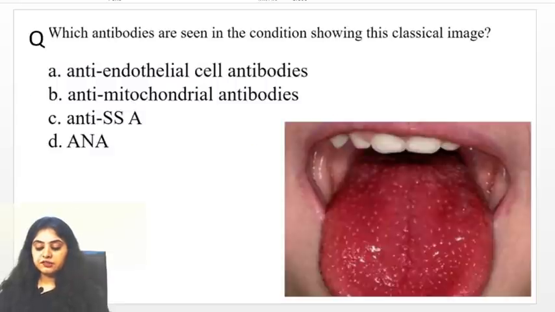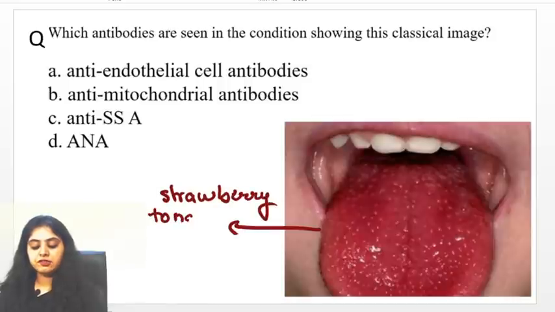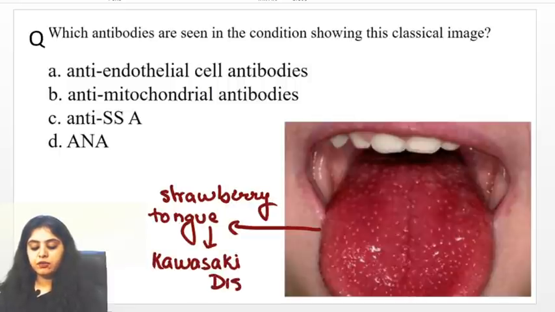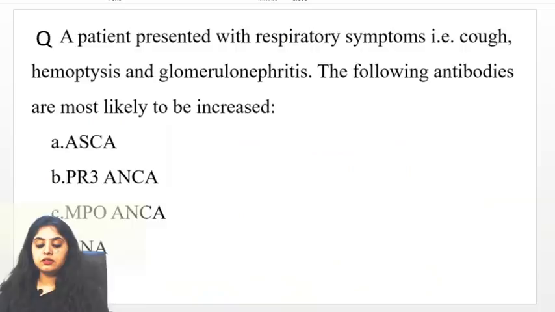Which antibodies are seen in the condition showing this classical image? And this image, though, everyone knows. We are dealing with a case of a strawberry tongue, and if we are dealing with strawberry tongue, then which vasculitis are we dealing with? It is a case of Kawasaki disease. So now you have to tell me which antibodies are seen in a case of Kawasaki disease. Anti-endothelial cell antibodies. Anti-endothelial cell antibodies are seen in Kawasaki disease. Yes? Okay.